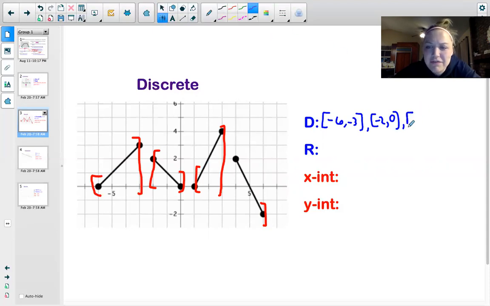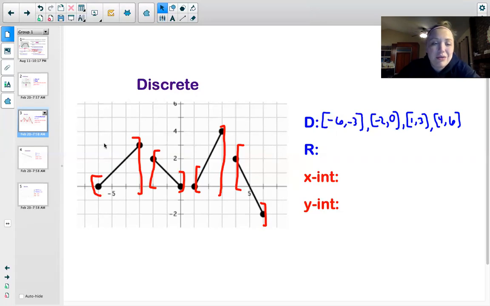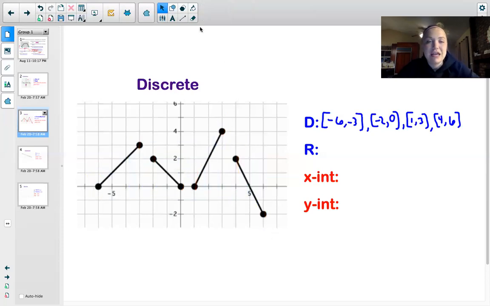Okay, so we said that one went from 1 to 3. And then our last section goes from 1, 2, 3, 4, all the way to the right to 6. So I'm going to say hard bracket 4, 6. Okay, there were 4 separate sections and my domain has 4 separate intervals. It should match up like that when it's discrete. Okay, so now the range, let's talk about the range here. Oh boy, let me get rid of these things. Okay, so the range is actually not as difficult as the domain there.